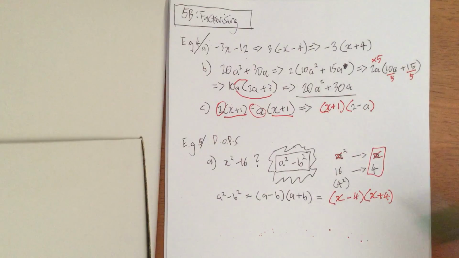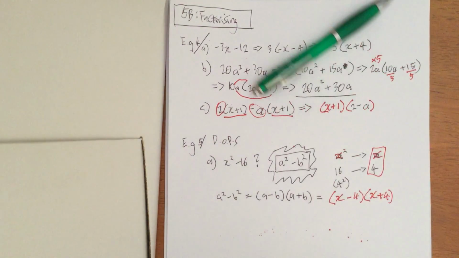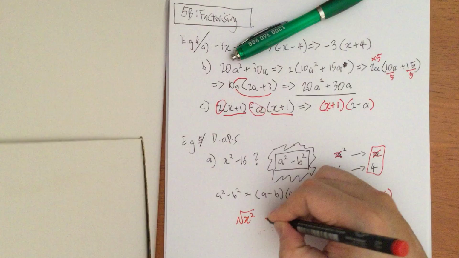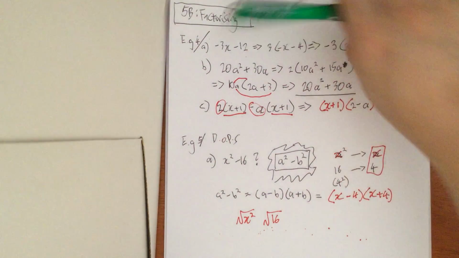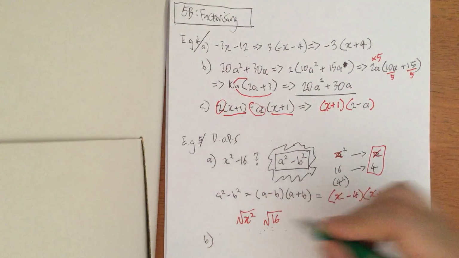It's just alternate. If you're not sure, square root each of the terms. Literally do this on your calculator. See what happens. If they give you some decent value, well then the chances are you're probably right.